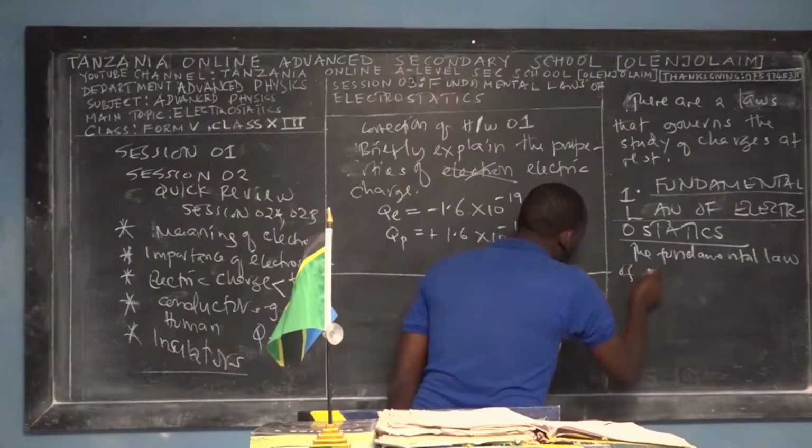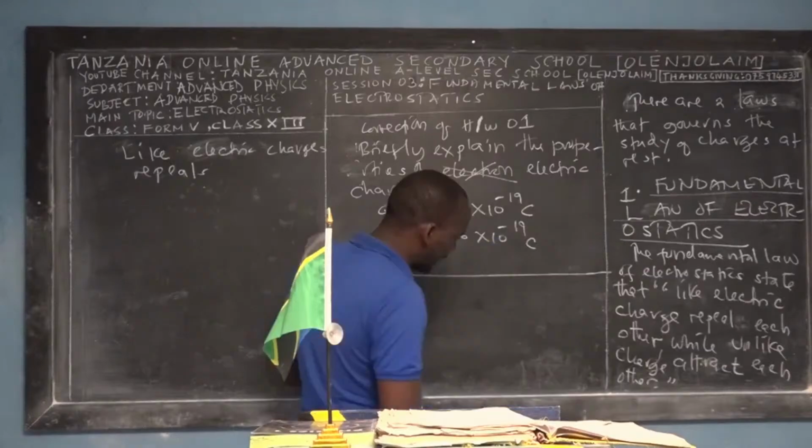Like electric charge, get prepared to enjoy the beauty of physics. Like electric charges repels. Because it is more than one charge, we omit the s on this one because this is the verb. Repels, and like charges attracting each other. Because the noun is plural. So like electric charge repels.